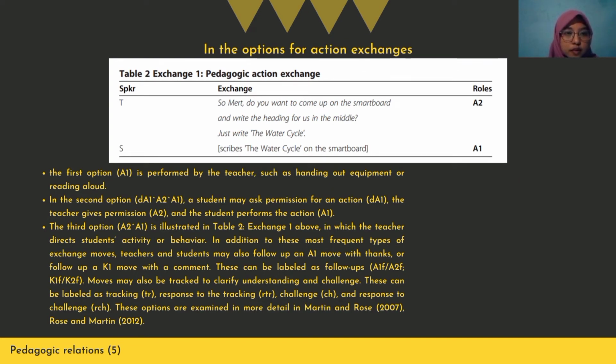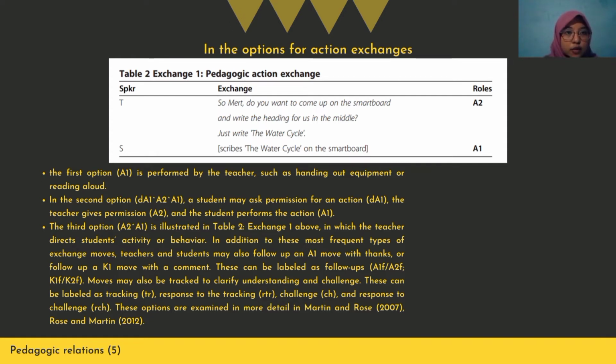The first option, A1, is performed by the teacher, such as handing out equipment or reading aloud. And then the second option, DA1, and then A2, and then A1. For example, a student may ask permission for an action, or DA1, and then the teacher gives permission, or A2, and then the student performs the action. It is A1. And then the third option, A2 and then A1, is illustrated in Table 2, Exchange 1 above, in which the teacher directs students' activity or behavior.